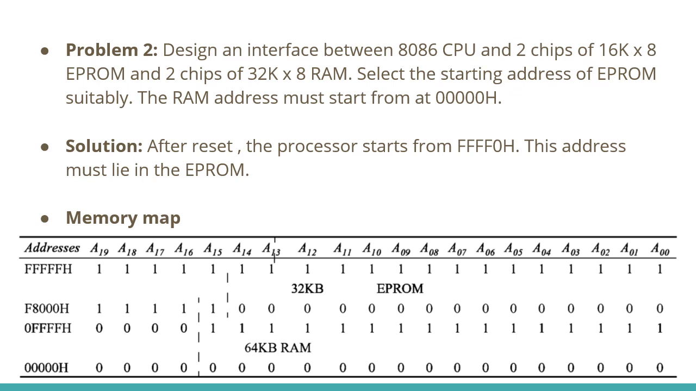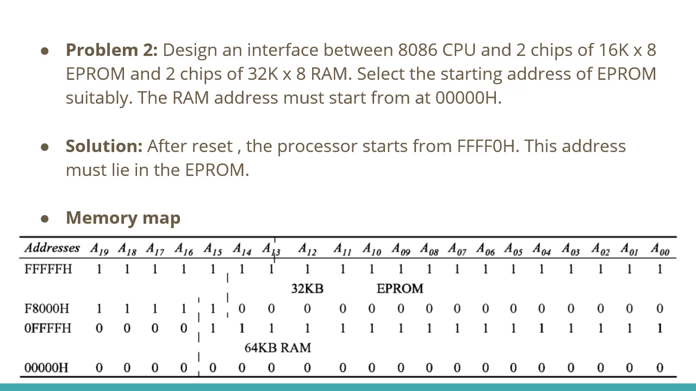Now, for the EPROM memory mapping, 32 KB of memory has to be addressed. So 32 KB means 2 raised to 15, so 15 address lines are required. For that we will be using the A0 to A14 address lines. The remaining A15 to A19 address lines will be used for the chip select logic.